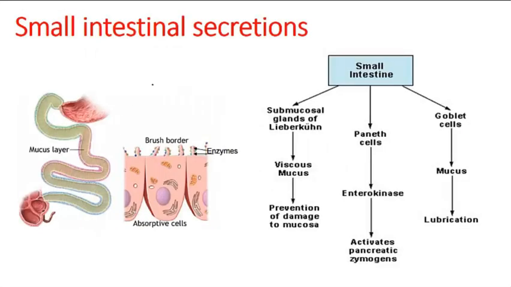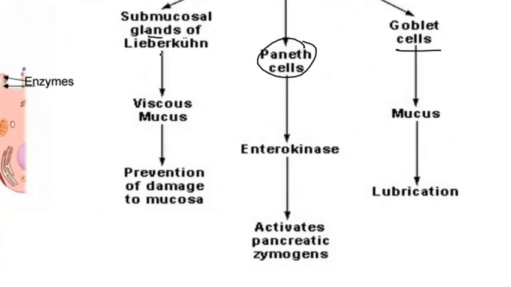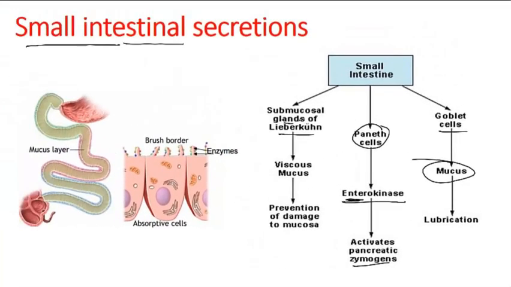Now it's time to look at the secretions made in the small intestine. The small intestine has the submucosal glands, it has the Paneth cells, it has the goblet cells. All those different types of cells and tissue have different secretions. While the goblet cells release mucus, Paneth cells produce enterokinase, which is an enteric kinase enzyme that activates all those pancreatic zymogens, and submucosal glands produce viscous mucus to prevent damage of the mucosa.